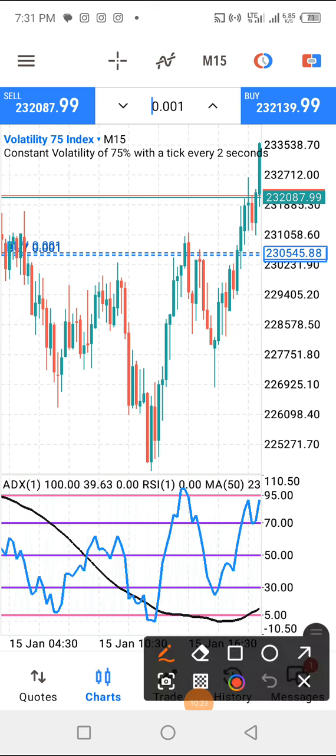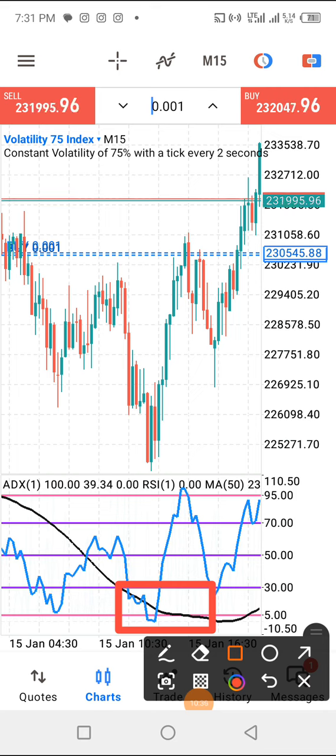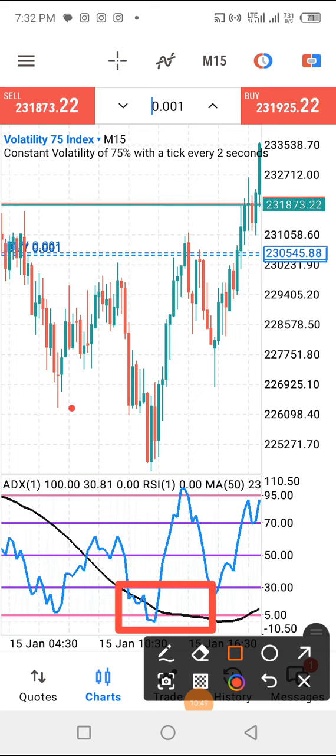You can try the 5 minutes, whichever one suits you, then you stay with it. Look at exactly what I was trying to explain. When price crossed above level 30 and the moving average was below, you see price was giving us a bullish move up to the upside. So please practice this. It works very well on volatility 75. You know, volatility 75 is a very volatile pair, so practice it.